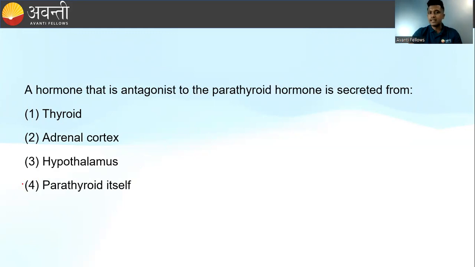Next one. A hormone that is an antagonist to the parathyroid hormone is secreted from thyroid, adrenal cortex, hypothalamus, and parathyroid itself. One of the functions of your parathyroid hormone is to create a lot of balance in your body: homeostasis, growth, metabolism, etc. But one of the key antagonists which suppresses its activity is calcitonin. This calcitonin is produced by your thyroid, and it acts like an antagonist, suppressing the activity of your parathyroid hormone. So that is why our option 1 is correct.